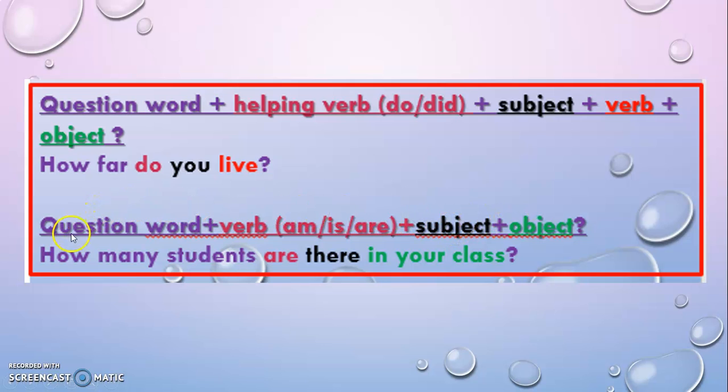So the question word here in this example is how many. How many students? Because you are asking about the number of something. So you're asking about the number of students. So the noun students needs to be right after many. How many students? Are is your verb, there is your subject, and in your class is your object.